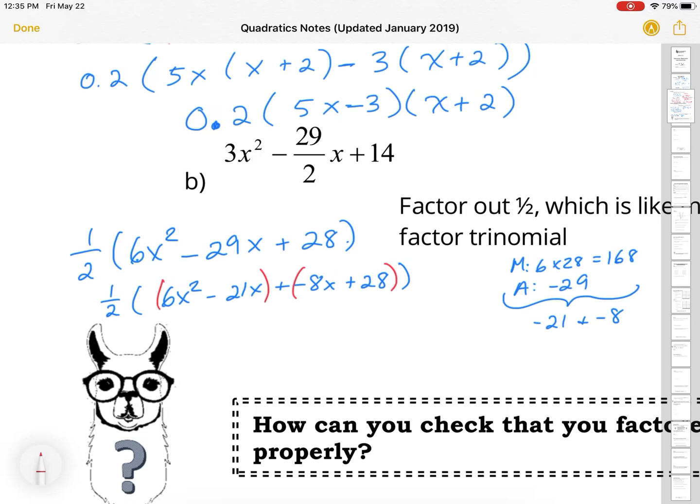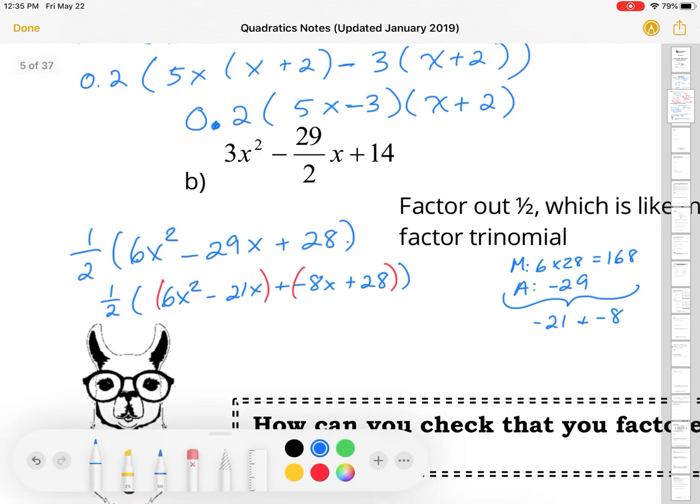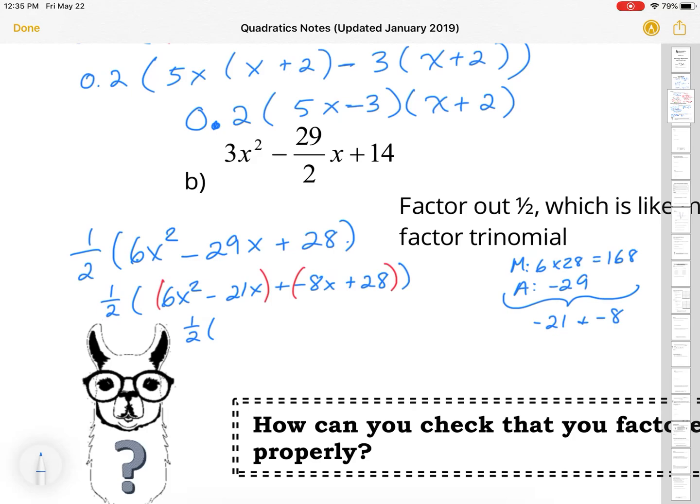And again, I like to put a plus and minus, like plus minus 8x, just so I don't forget about that, okay? So 6x squared minus 21x, I can factor out a 3x, and I get 2x minus 7. And minus 8x plus 28, I can factor out a negative 4, and I get 2x minus 7. And so for my final answer, I'll get 3x minus 4 times 2x minus 7. Okay.